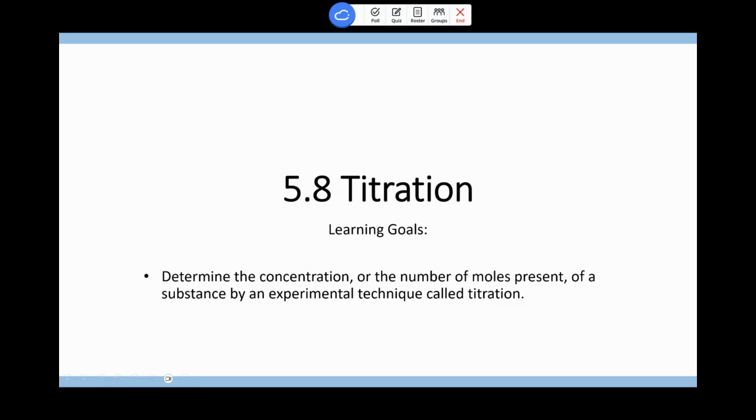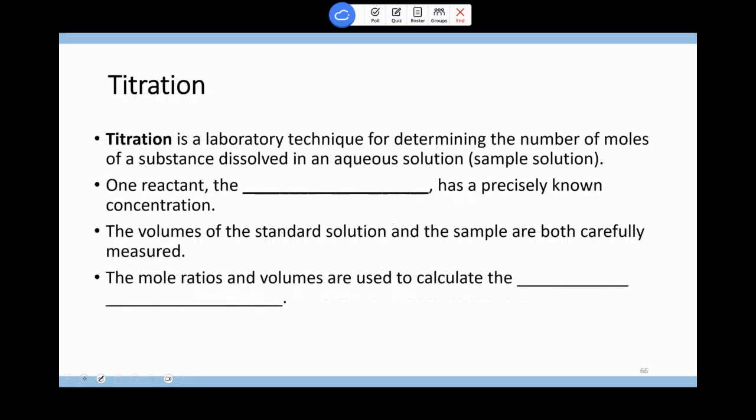Okay, so titration is a lab technique. We use this to determine the concentration of a solution where we don't know that concentration. So the types of titrations we'll talk about are titrations with strong acids and strong bases. We'll get to more complicated titrations next semester.